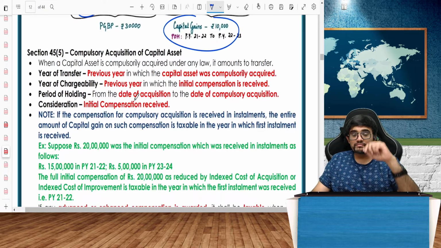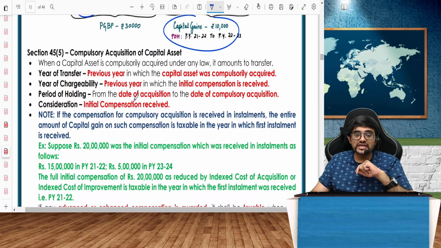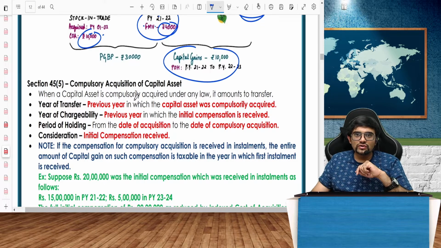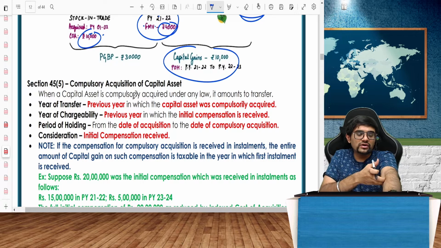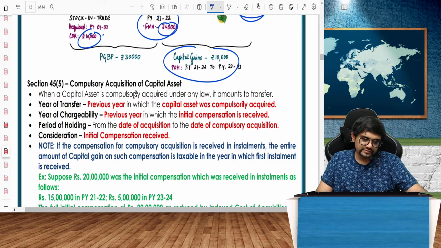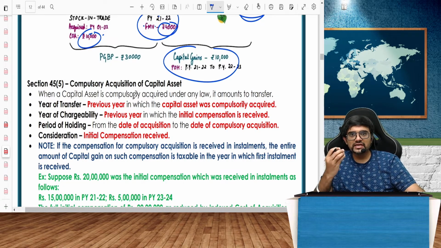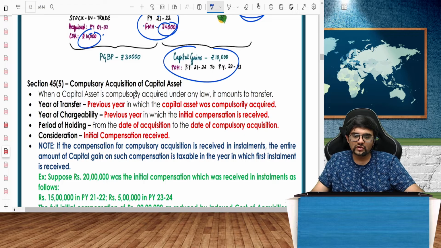Right. Next, compulsory acquisition. So my house was there. Half the house the government took away for metro construction. So at that time they can give me one award. The award can be initial compensation, or it can be later enhanced compensation, whatever it is.